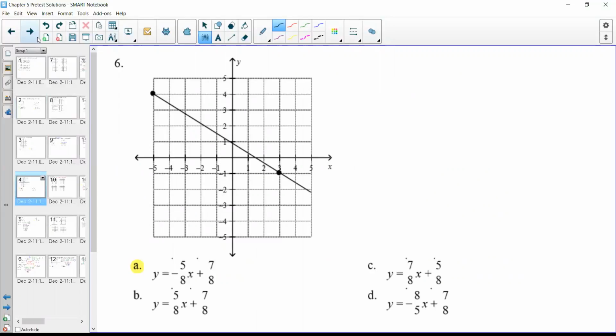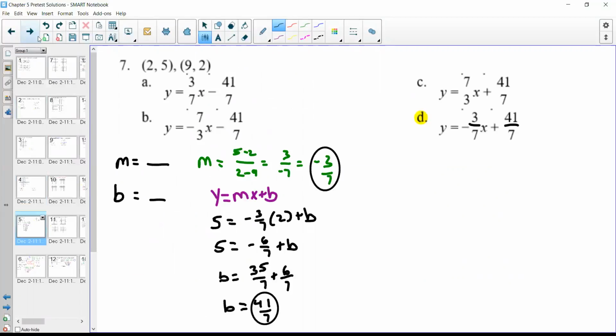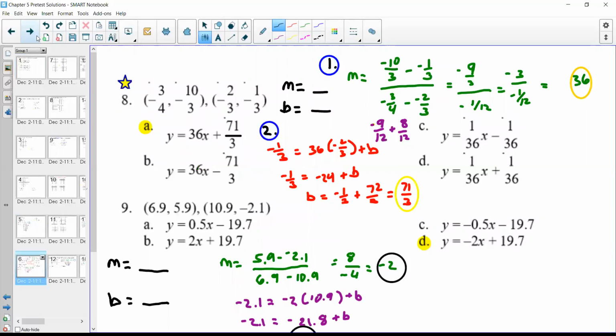So again, I didn't see that anybody missed something until we got to number 10. So number 8, you got step 1, find the slope. Step 2, find the y-intercept, put them together, and you've got A.